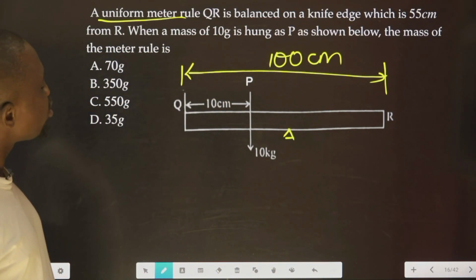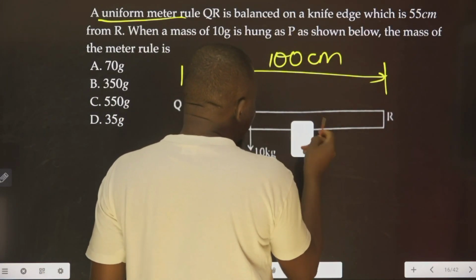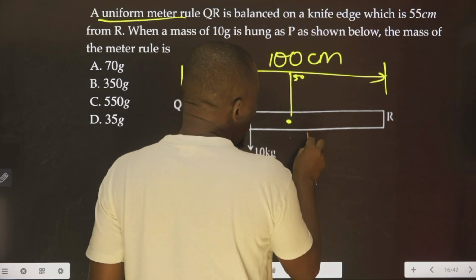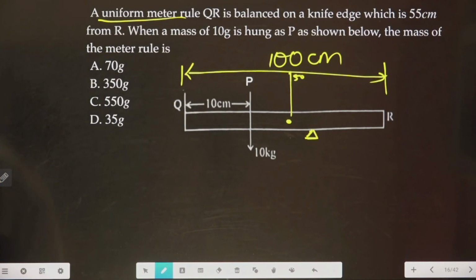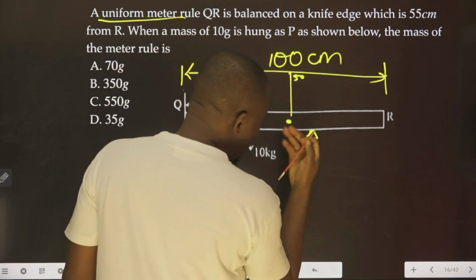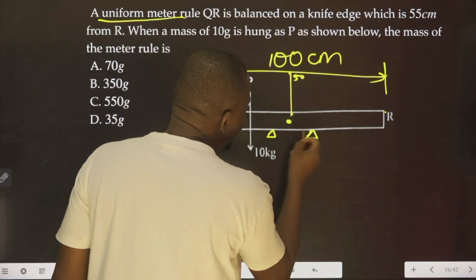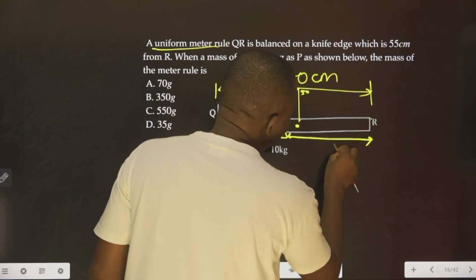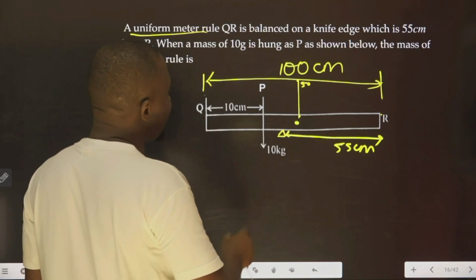Okay? And we are told that the knife is not here, though this is the center, that is 50, here is 50. It was balanced somewhere here. That is 55 from R. Okay? That means I shouldn't put it here. Here to here is 50 from R. That is 55 is somewhere here now from R. So I shouldn't put it here. I should put it somewhere here. That is from here to here now is 55 centimeters from R. So this is where it was placed.